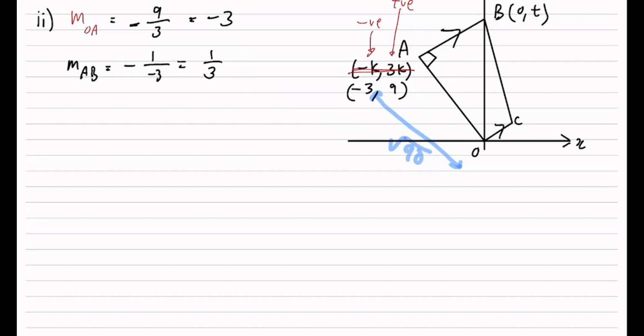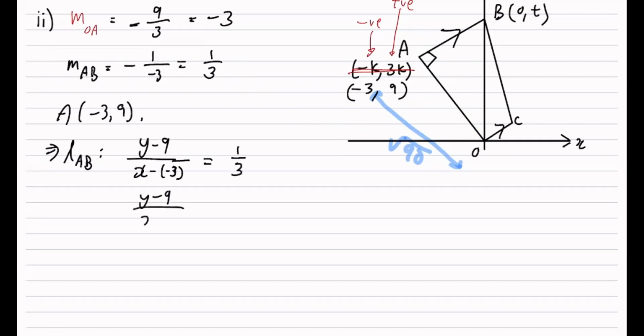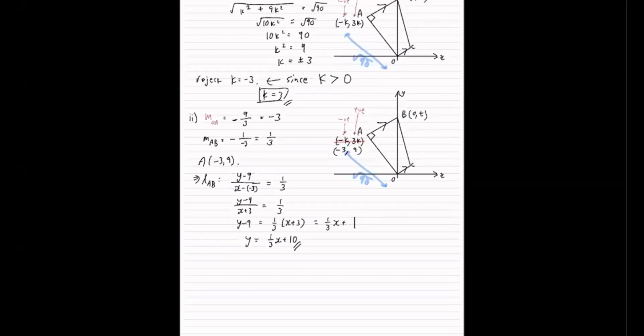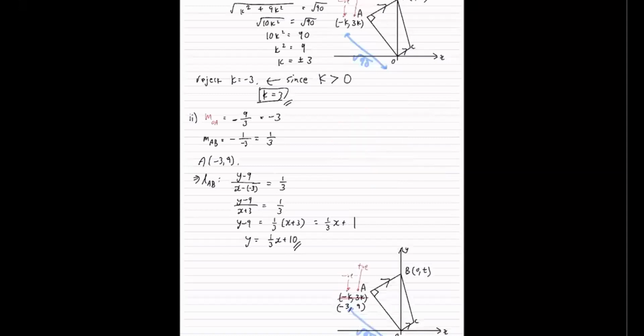Then you have a point A, which is negative 3, 9. So therefore, LAB is y minus 9 over x minus negative 3 equals 1/3. Simplify: y minus 9 over x plus 3 equals 1/3. So y minus 9 equals 1/3 times x plus 3, equals 1/3 x plus 1. Bring the 9 over, so y equals 1/3 x plus 10. Answer. Okay, good.